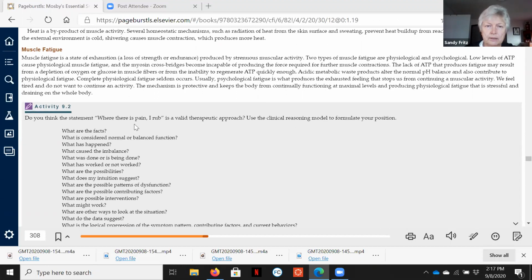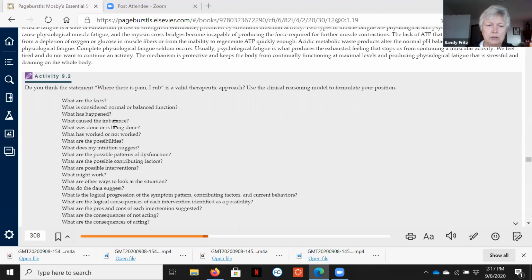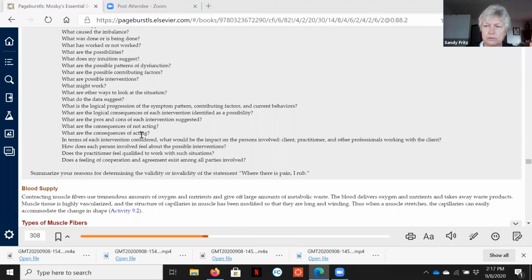So here's a critical thinking activity. Slow down and do this. It's going to reinforce your ability to use a sequential thought process that's very similar to the scientific method.